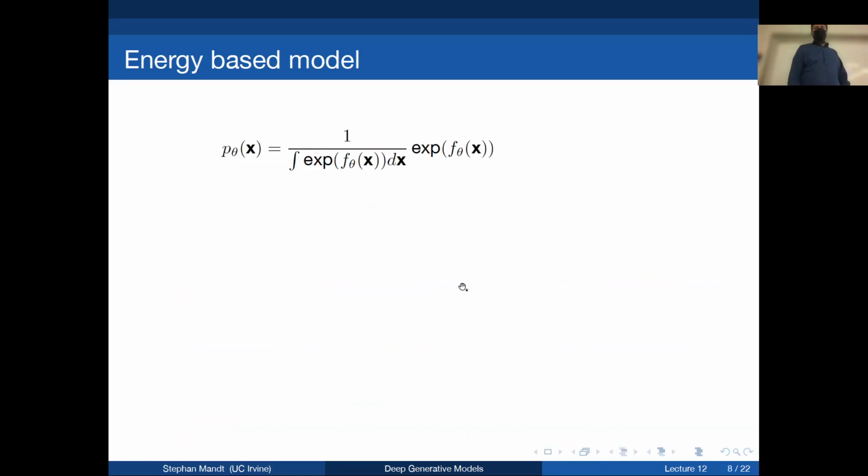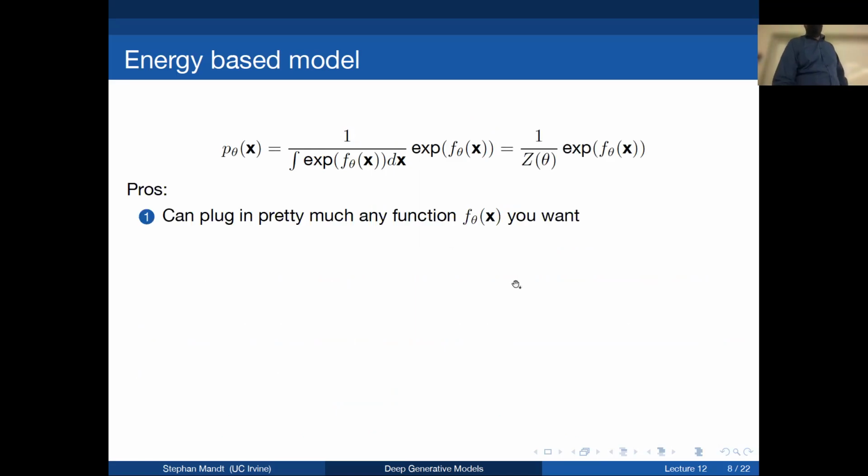Okay. So here's once more that energy-based model. What are some pros and cons of the energy-based model? Well, first of all, it's very general, right? It's much more general than latent variable models or autoregressive models. You can pretty much plug in any function over your high-dimensional data that you want. That means you can come up with any crazy neural network architecture, convolutional or not, or transformer or whatever you like, over your entire data input, and you can convert it into an energy-based model. So that's very powerful, of course.